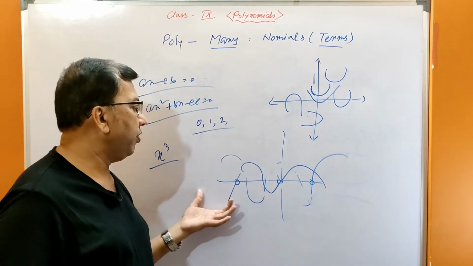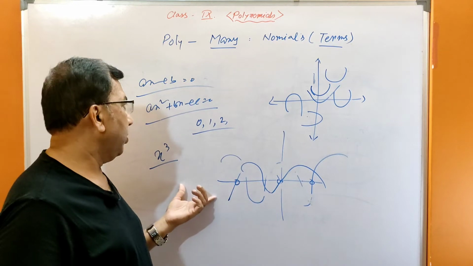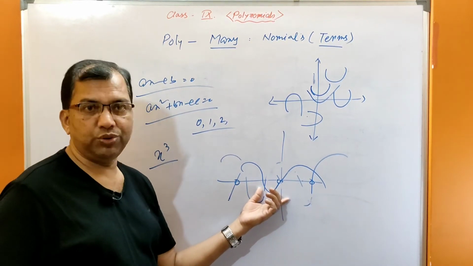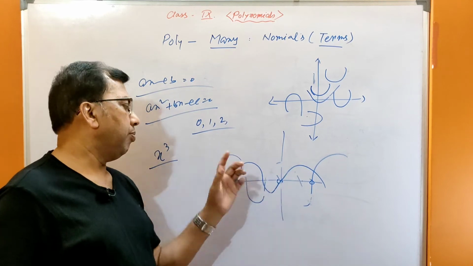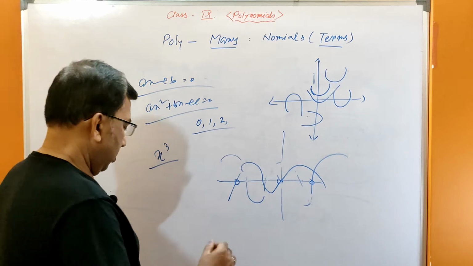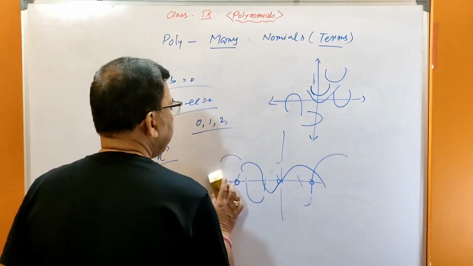Find the maximum number of roots, maximum number of solutions, maximum number of what? Zeros. You have to find out the number of points where it cuts the x-axis. You have to find out. This is in the first chapter.